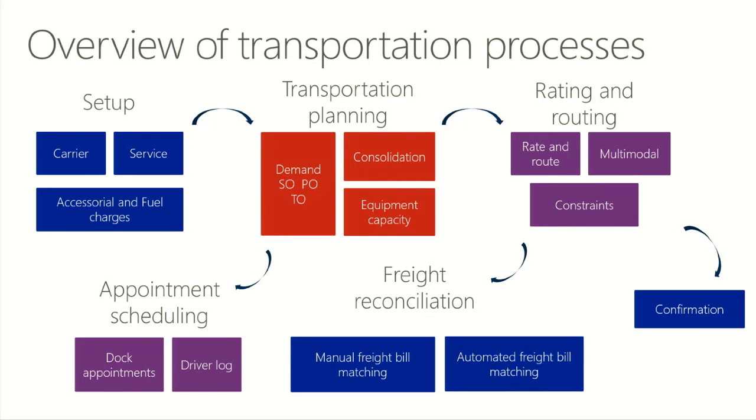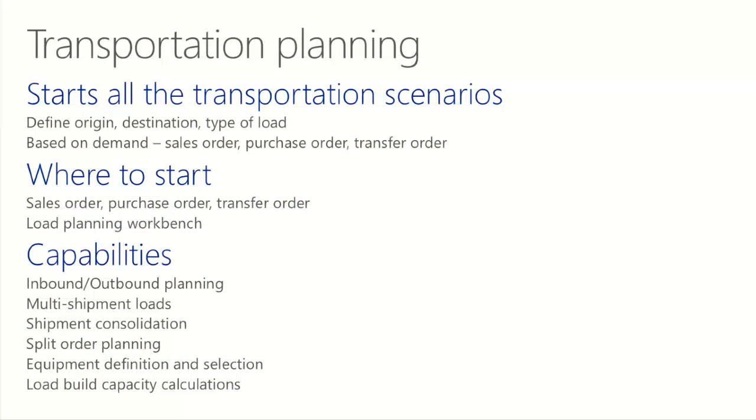So first to mention the transportation planning. This is a scenario that actually starts all the transportation processes. It is here that we need to define, based on the overview that we have, what is it that we need to transport, from where to where, how are we going to group that together with other orders, etc.